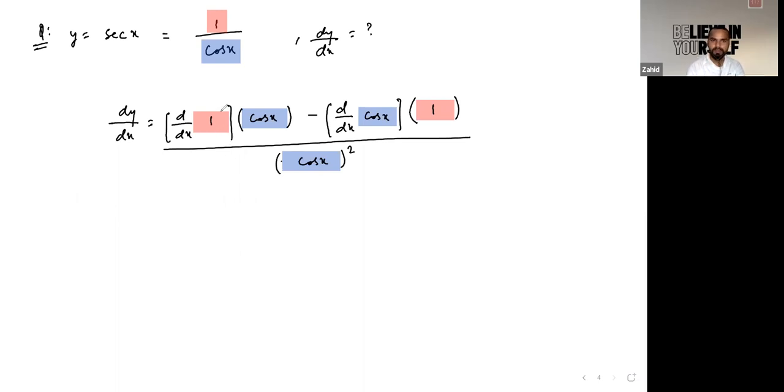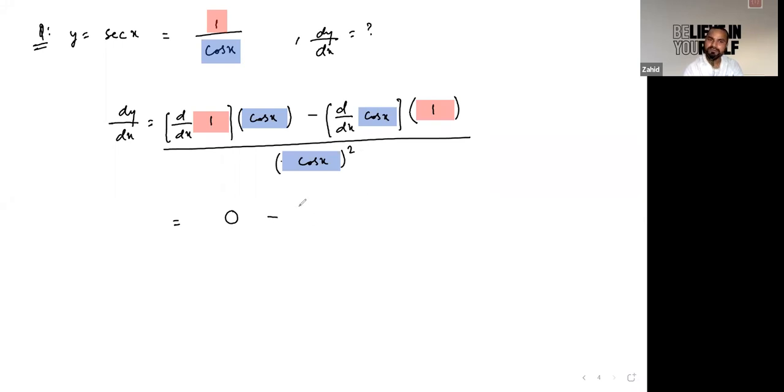Just tell me, is 1 a constant term or a variable term? Constant term. And differentiation of any constant term would be nothing but 0. Oh, so it's 0. And 0 multiplied with any number would be 0. So it will be 0. Is it clear? Okay, sir.